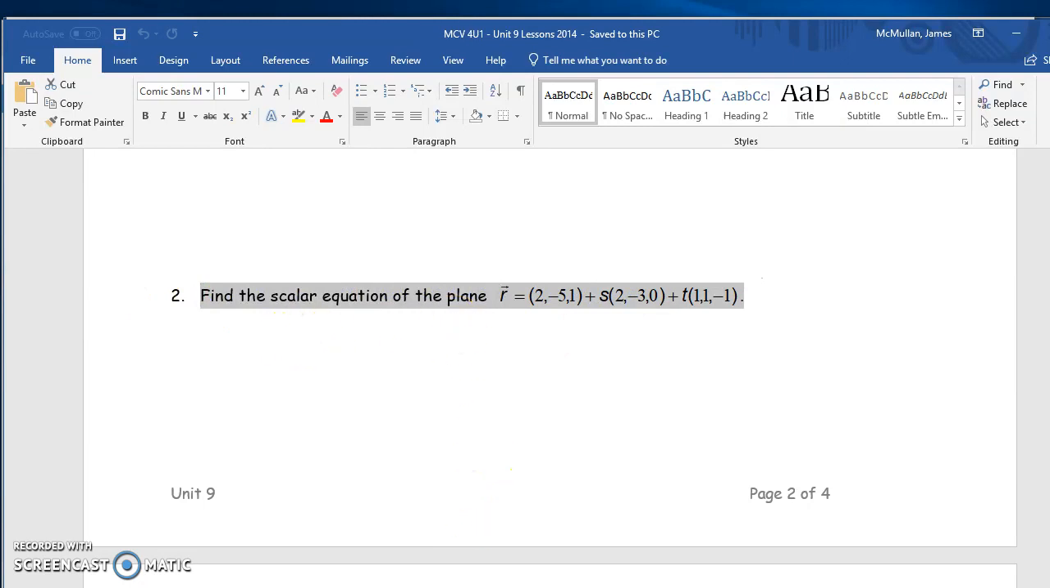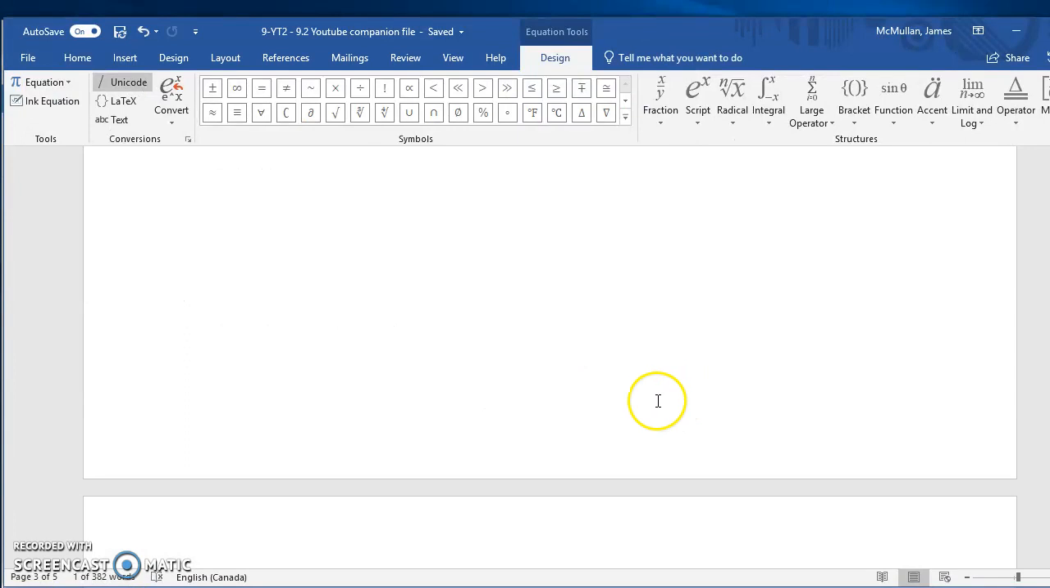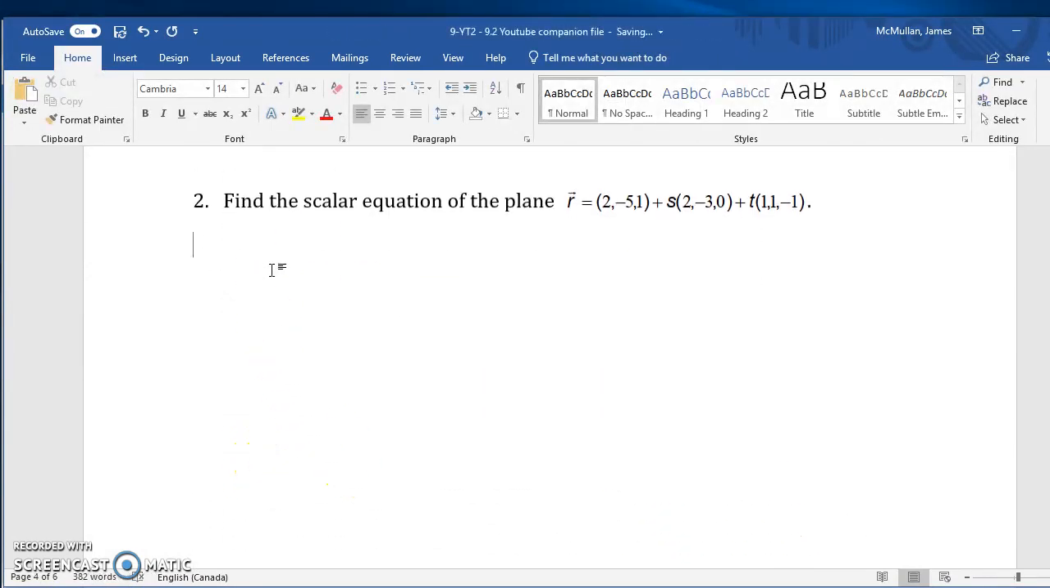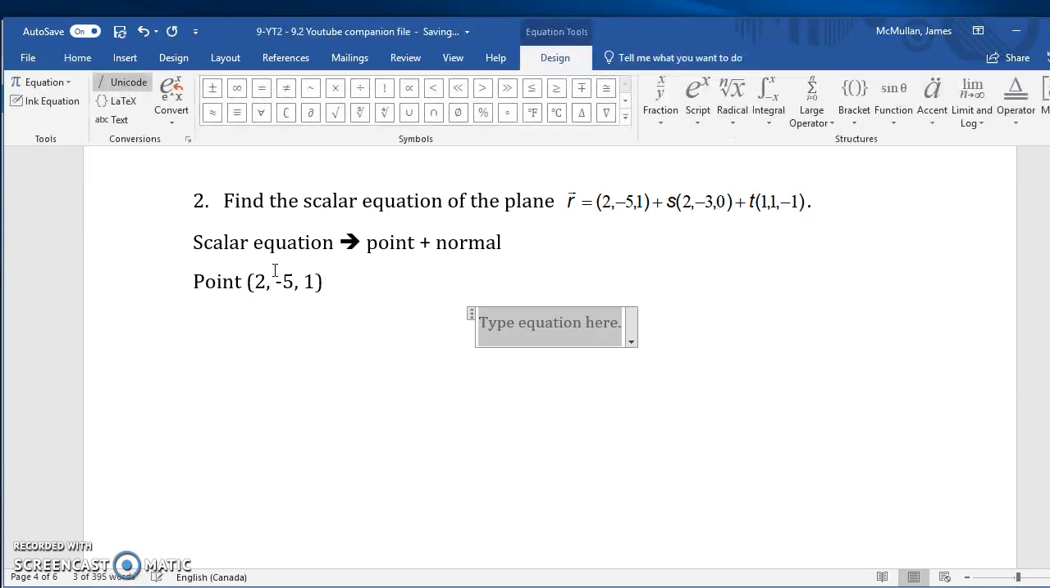Now here's a more interesting question. To get the scalar equation of a plane when we know the vector equation, we need to think: the scalar equation, what we just did above, we can work out if we have a point plus the normal. Now we definitely have a point here. The point is 2, negative 5, 1. The problem is we don't have a normal, or at least it doesn't seem that we have a normal.